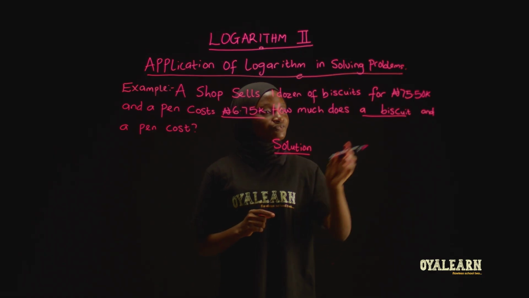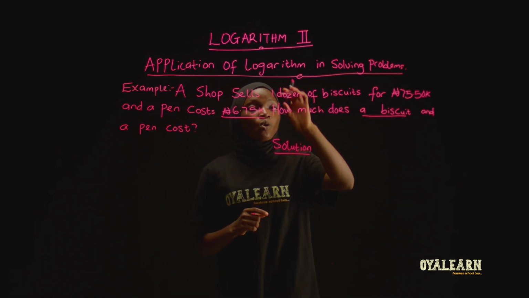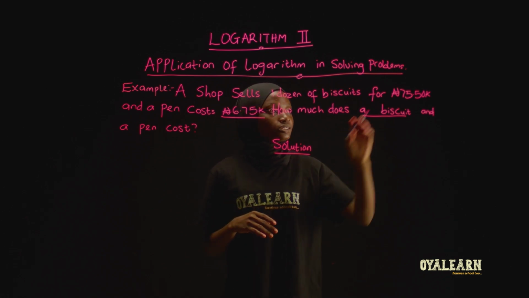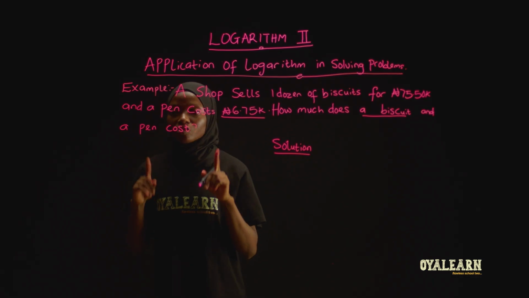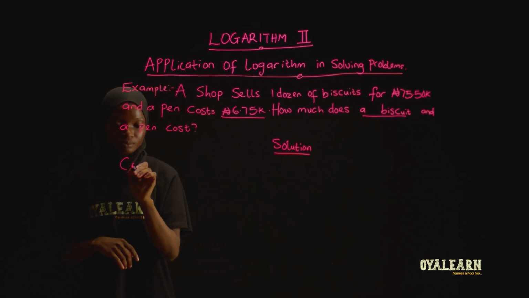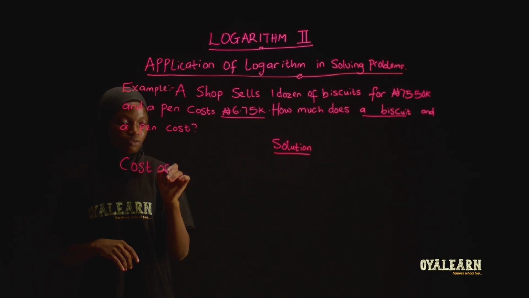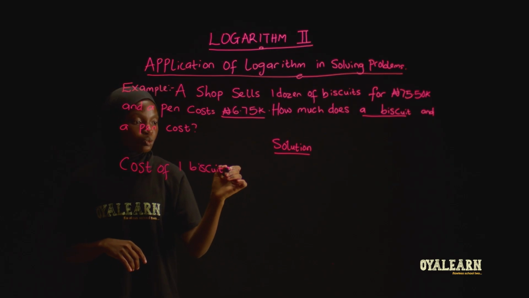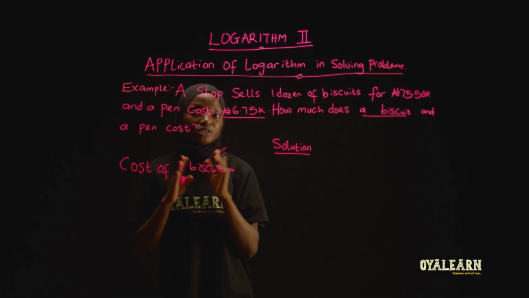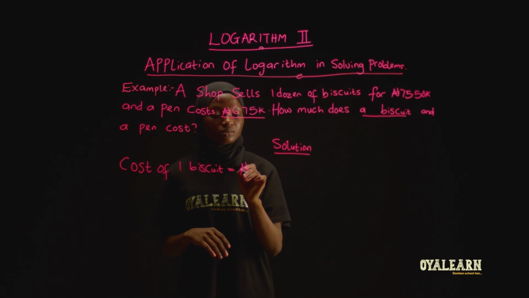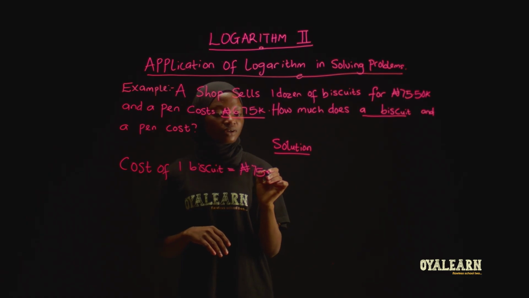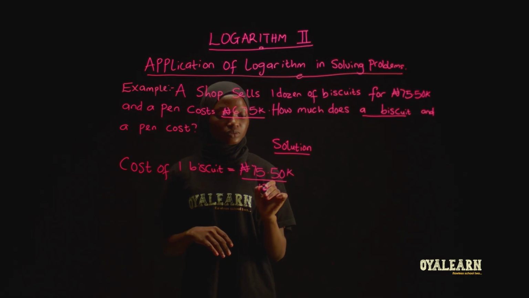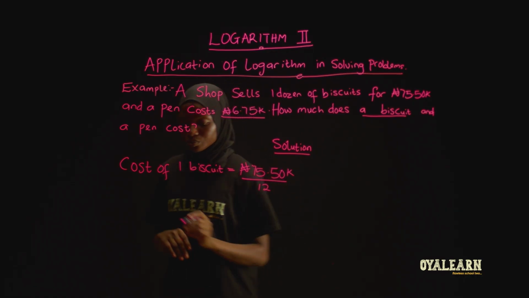Now the first thing we have to do is figure out how much a biscuit costs, because 1 dozen of biscuits has 12 in it and the whole 12 costs 75 naira 50 kobo. So the cost of one biscuit would be equal to the cost of the 12 biscuits, that is a dozen of biscuits, 75 naira 50 kobo divided by 12.